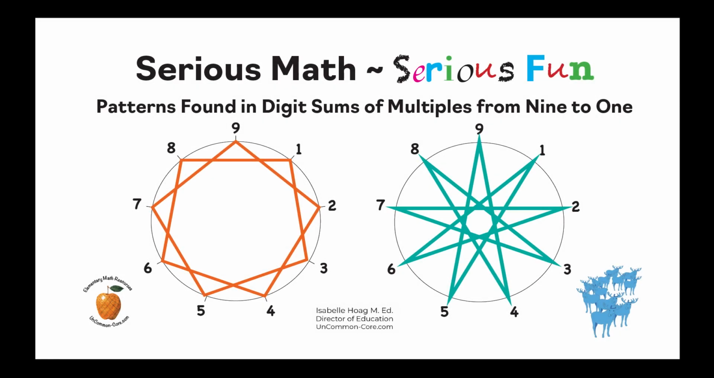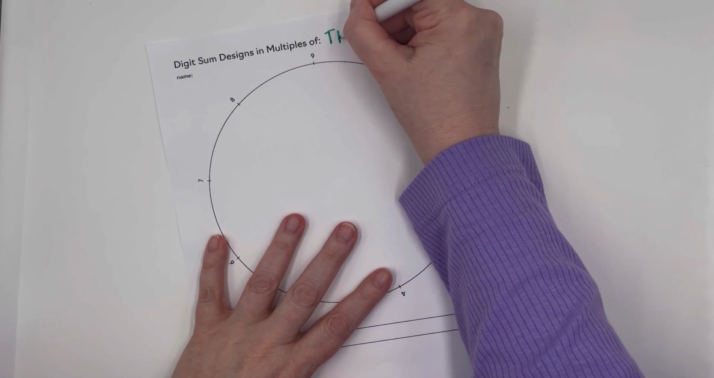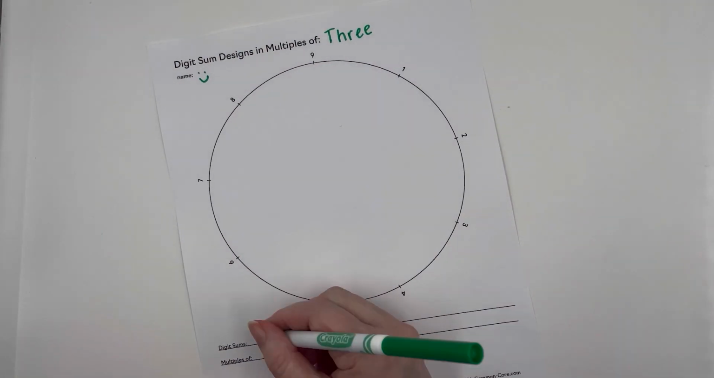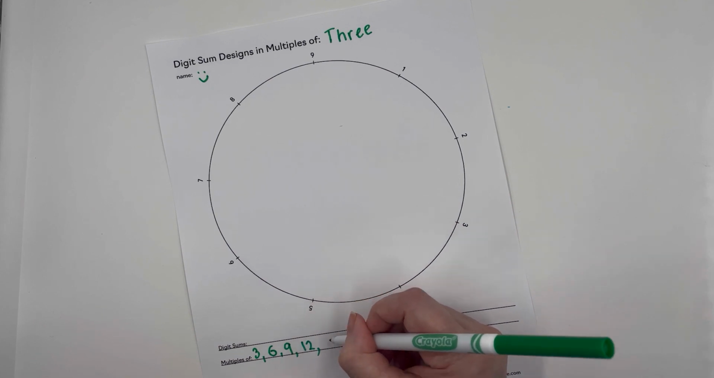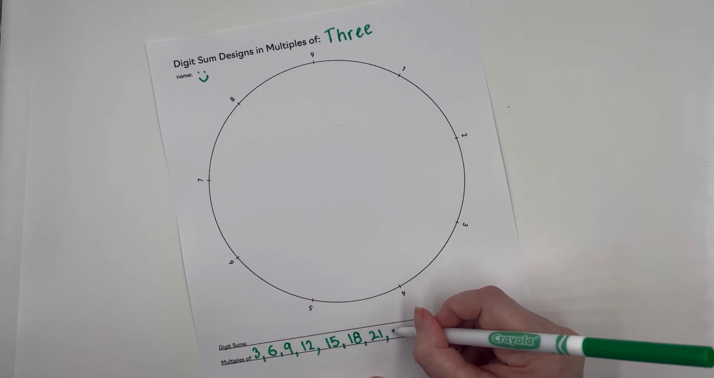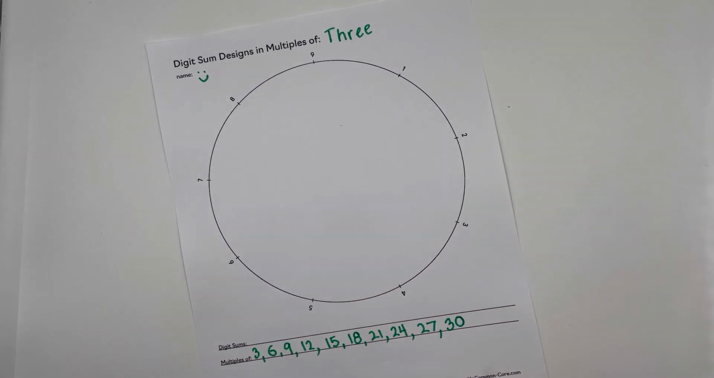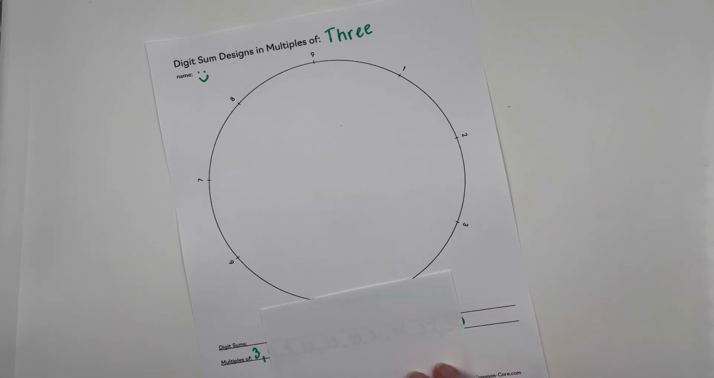Serious math, serious fun. Patterns found in digit sums of multiples from 9 to 1. Want to play math? Help me define attributes of some designs created by digit sums of multiples from 9 to 1. Well, what should our first step be? Begin with multiples of 3.